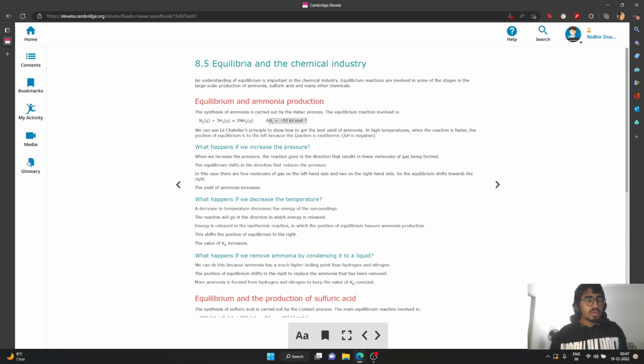So what you want to do is decrease the temperature as much as possible so that the reaction will go to the right. It will release as much energy from the reaction as possible to compensate for the cooling. So that's what you want to do: decrease the temperature. That will increase your yield of ammonia, right?